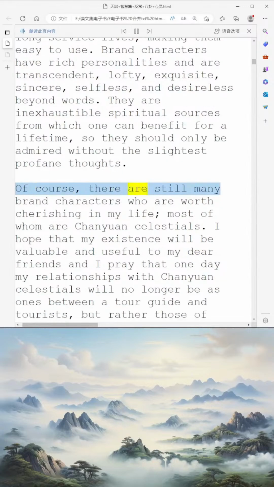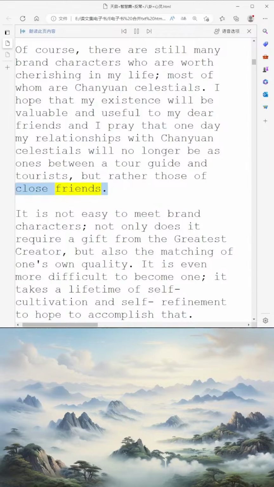Of course, there are still many brand characters who are worth cherishing in my life, most of whom are Chanyuan Celestials. I hope that my existence will be valuable and useful to my dear friends, and I pray that one day my relationships with Chanyuan Celestials will no longer be as ones between a tour guide and tourists, but rather those of close friends. It is not easy to meet brand characters.